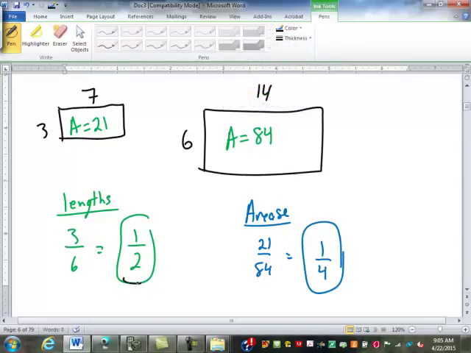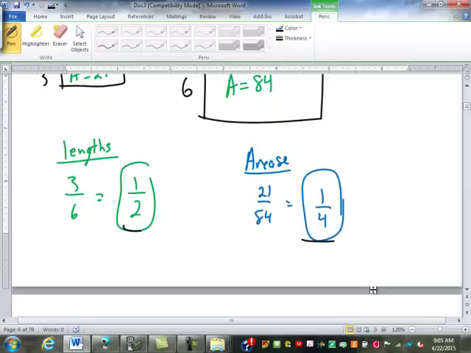Is there a relationship between those two? Possibly. Let's figure out what it might be.